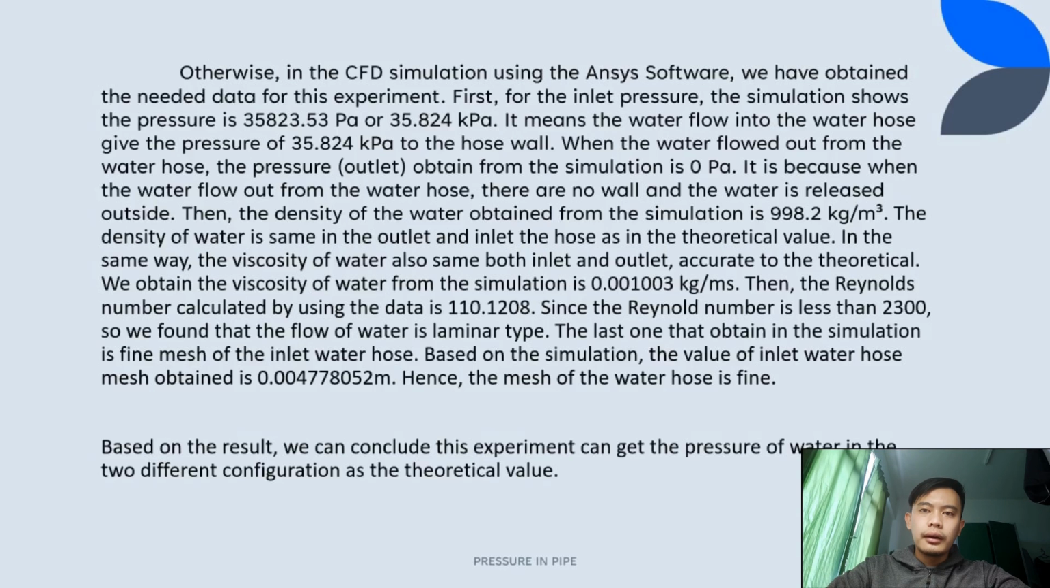So, based on the result, we can conclude that this experiment is suitable to get and know the pressure of water in the two different configurations as the theoretical value, since most of the results that we got in this experiment follow the theory. That's all from me. Thank you.